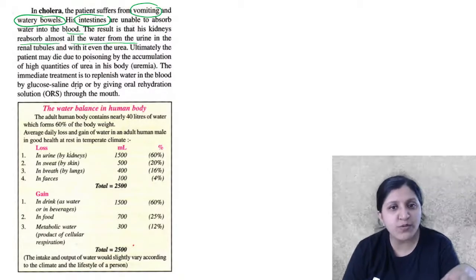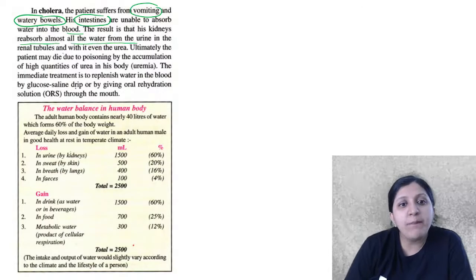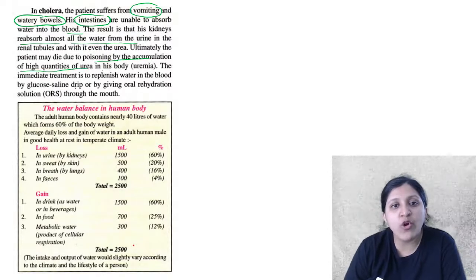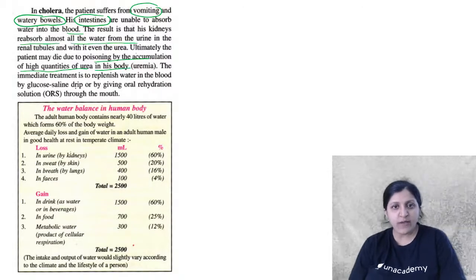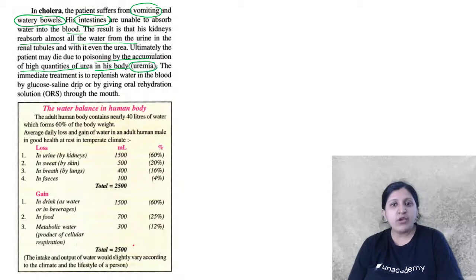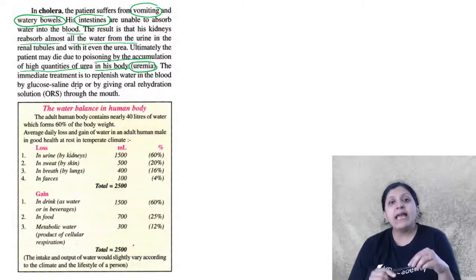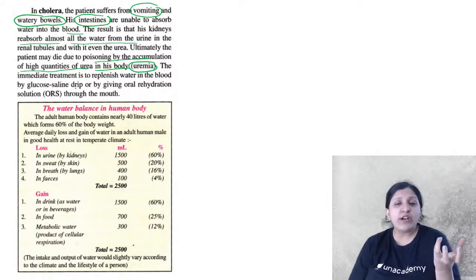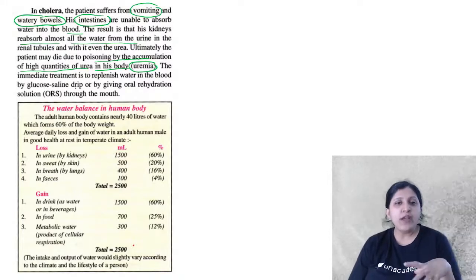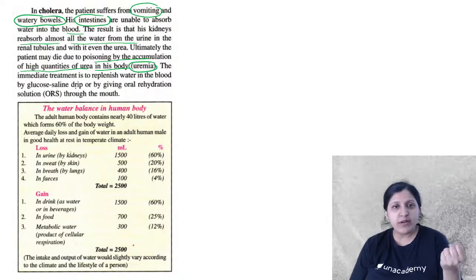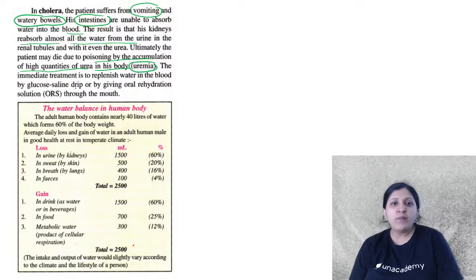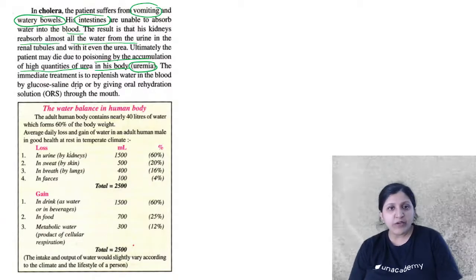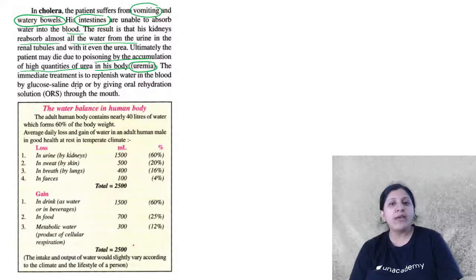So basically absorption will occur. Ultimately the patient is going to die due to poisoning by the accumulation of a high quantity of urea in his body. That condition we call uremia. Why is it happening? The intestine is not absorbing enough water, and so the kidney absorbs almost all the water from the urine in the renal tubules, and with it even the urea.